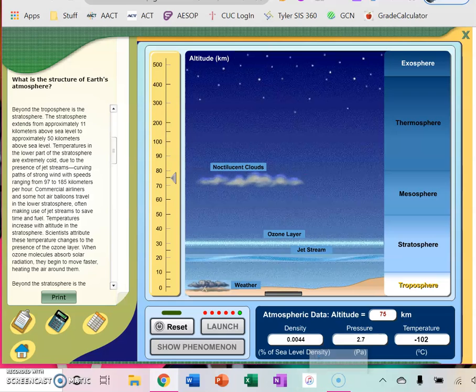Noctilucent clouds are the highest clouds in Earth's atmosphere. They exist in the mesosphere, where temperatures are very low. Noctilucent clouds are formed when ice crystals cling to dust particles in the air.